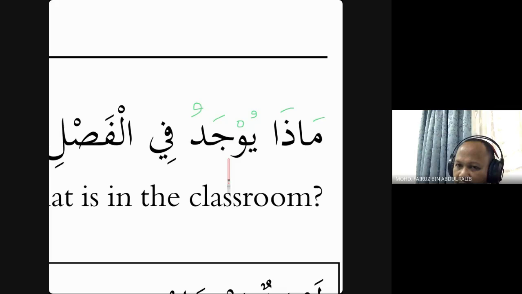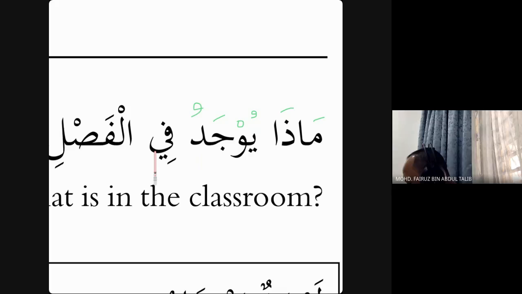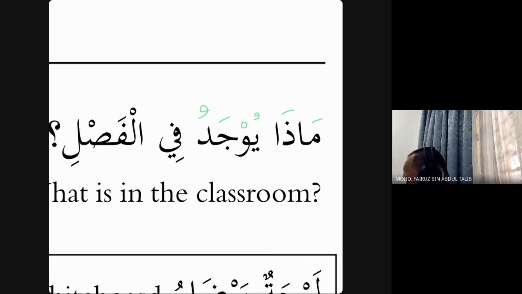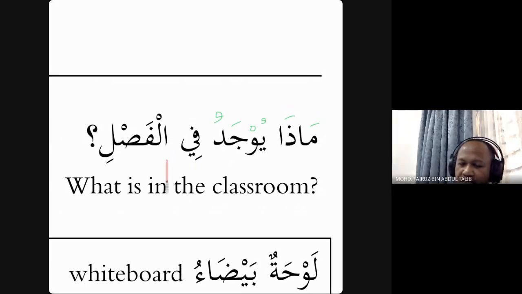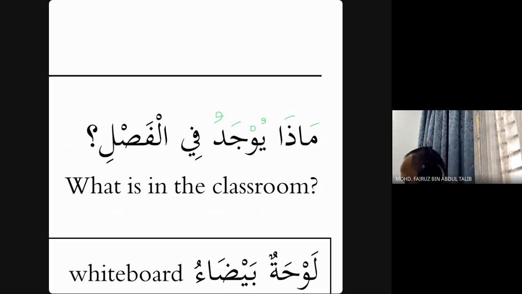So what is available? But of course we don't say what is available, we say what is. What is in the classroom? Maza yujadu fil fasli. Now we are going to learn some of the items that you have in the classroom. I will only give you some of them, and you can browse the internet or look at your dictionary for other words.